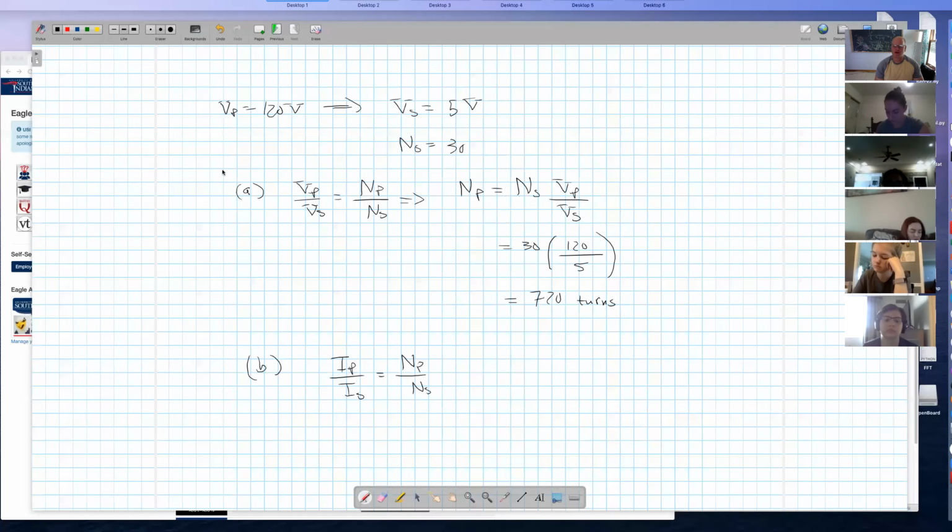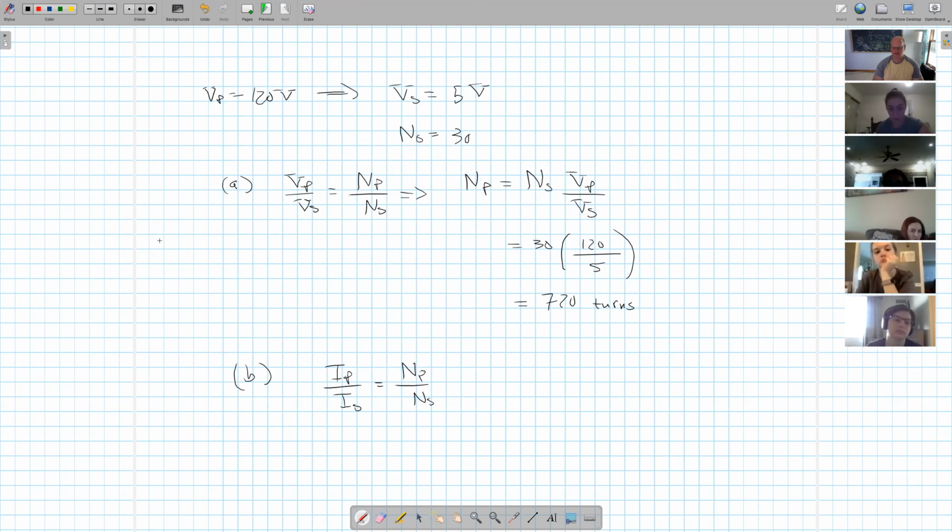So here we're looking for the current in which one? The primary? Okay. So this says the current in the primary is equal to the current in the secondary times the number of turns in the primary divided by the number of turns in the secondary. Still feel like that's backwards. Yeah, that is backwards. This should be secondary, and this should be primary. Those two should be inverted. It should be secondary and primary.